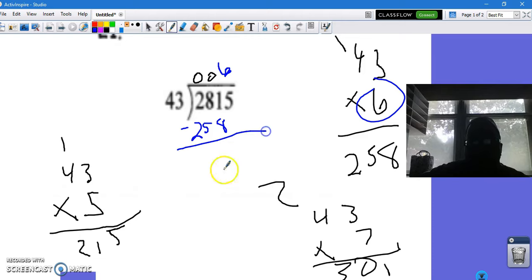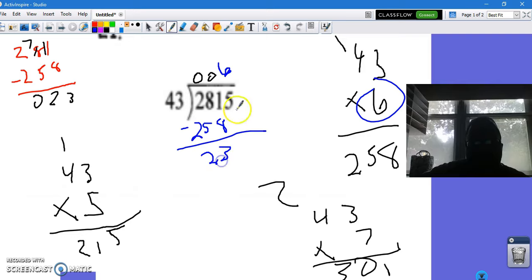So now we subtract. I'll do that over here. That's going to change to 11. That's going to change to 7. 8, 9, 10, 11. 7 minus 5 is 2. That's 0. So what I have here is 23. Don't forget to bring down your 5. 43, we're going into 235.